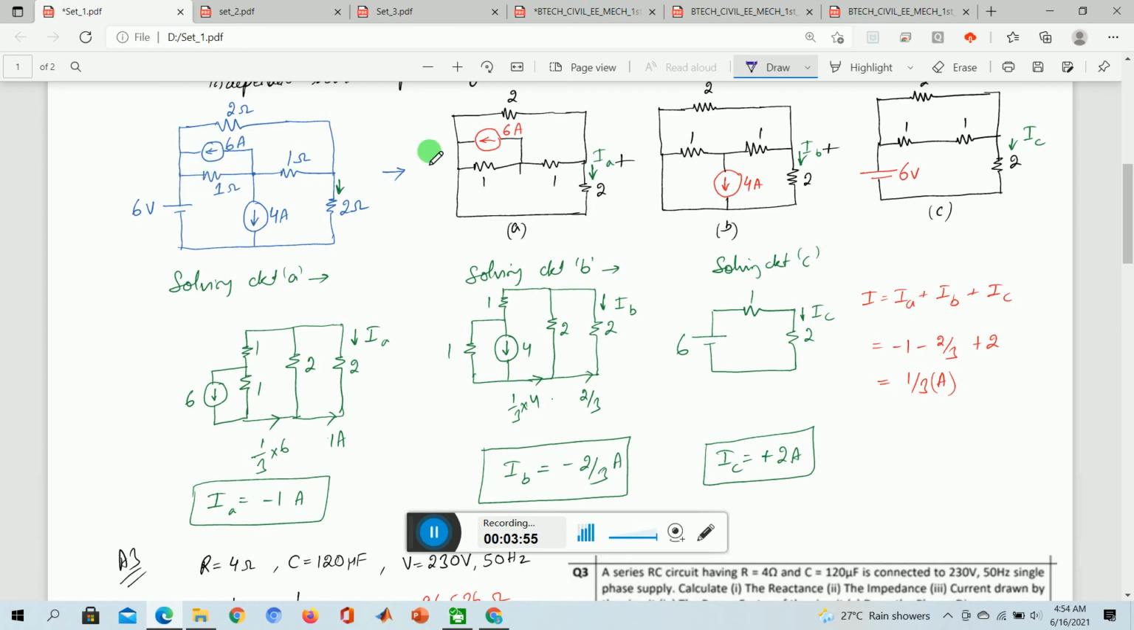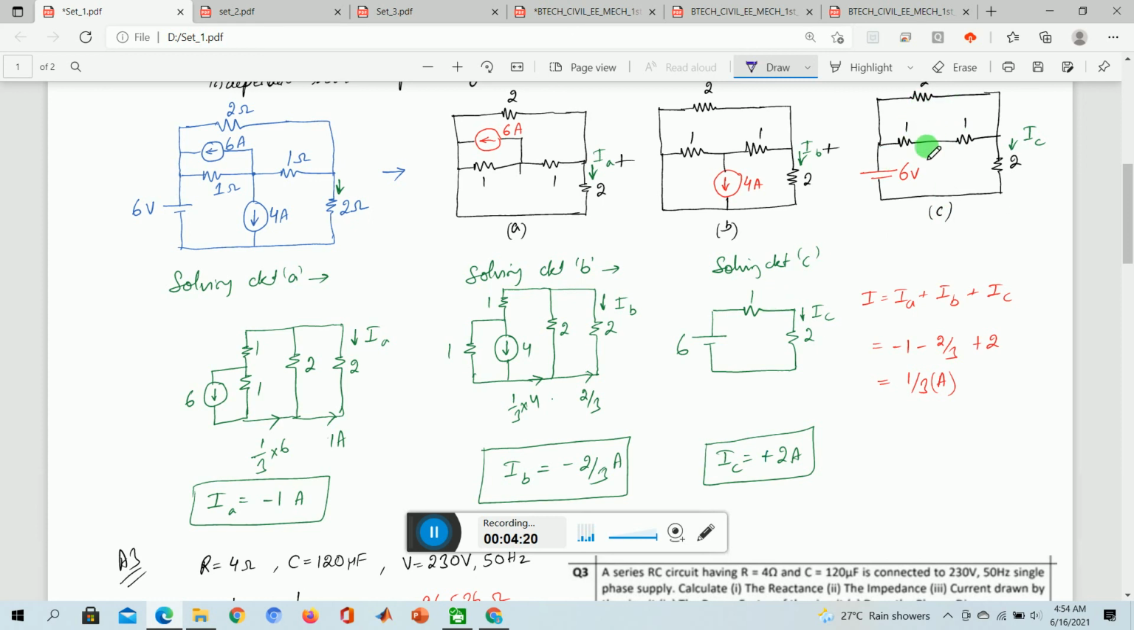So let us take 6 ampere. Voltage source is short circuit. This is open circuit. Next we take 4 ampere. This current source is open circuit and the voltage source is short circuit. Similarly, next we take 6 volt. The current source is open circuit and this current source is open circuit. This seems to be very easy. Let us discuss this first.